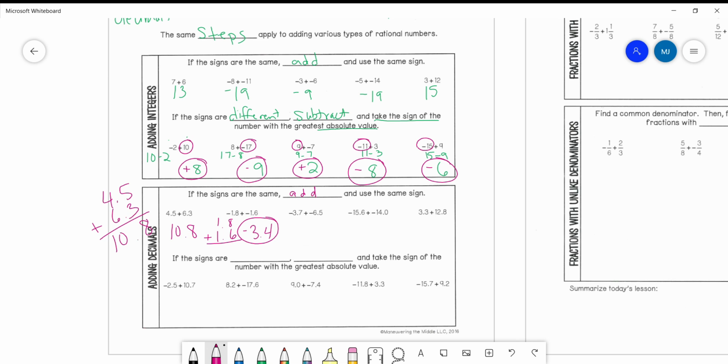Negative 3.7 plus negative 6.5. Again, you would line them up. Add them because the signs are the same. Keep the sign, which is a negative sign. Negative 10 2/10.